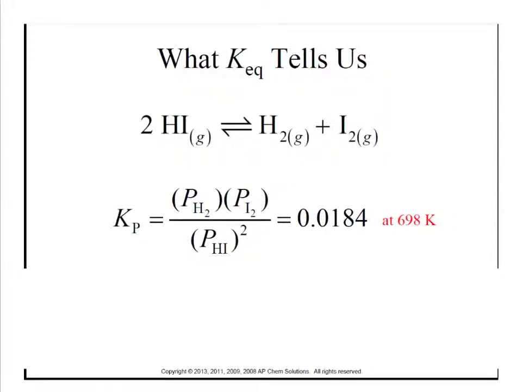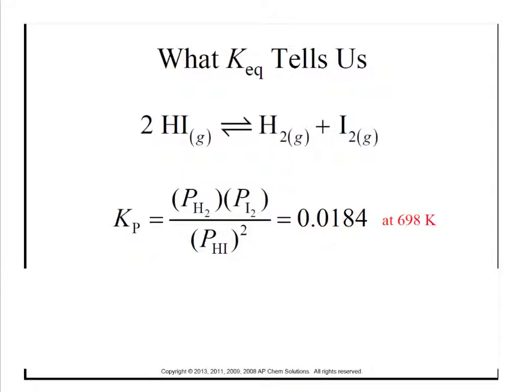So being able to crunch numbers is one thing, but more important is being able to understand what equilibrium is and what those values actually tell us. So it's not just about calculating a number, but what does that number actually mean? If we look at this particular situation right there, where we have a K value of 0.0814.